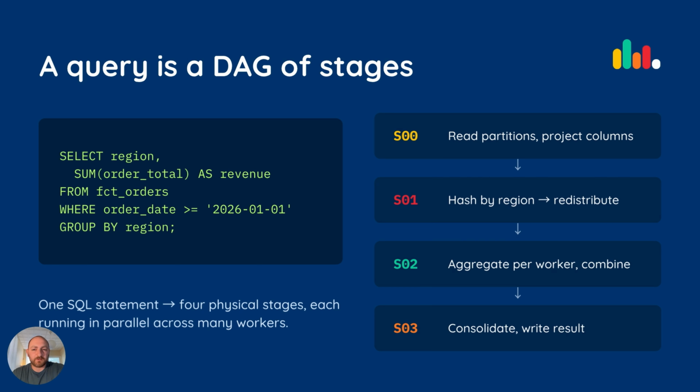Take this simple query: sum of order totals by region, filtered to this year. BigQuery turns it into roughly 4 stages. Stage 0 reads the matching partitions and keeps only the 2 columns we need. Stage 1 hashes the rows by region and redistributes them. Stage 2 computes the sums, and Stage 3 consolidates and writes the result. That redistribution step in the middle, Stage 1, is where we need to slow down, because that's the most important concept in this entire episode.